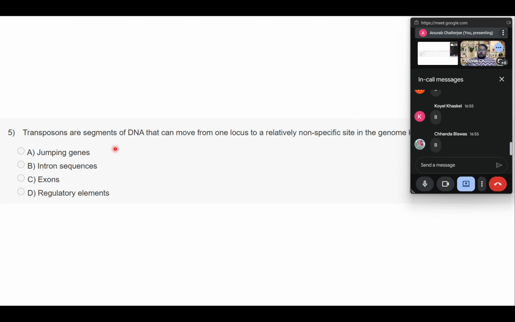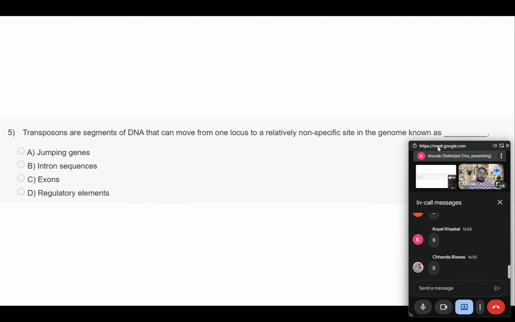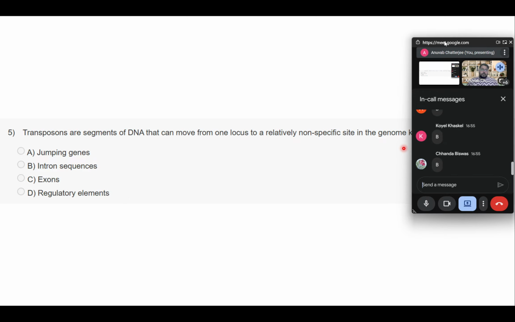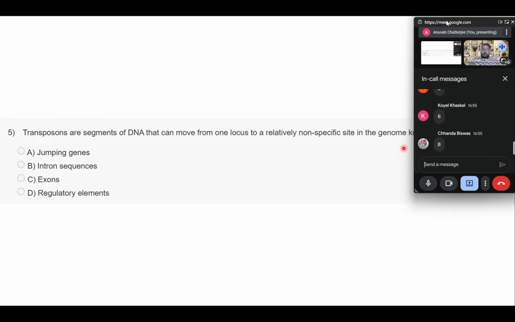Next, transposons are segments of DNA that can move from one locus to a relatively non-specific site in the genome. They are also known as what of the following: jumping genes, intronic sequences, exons, or regulatory elements?